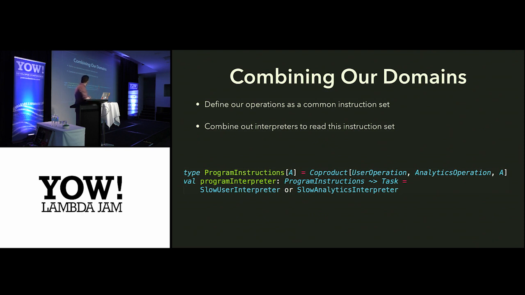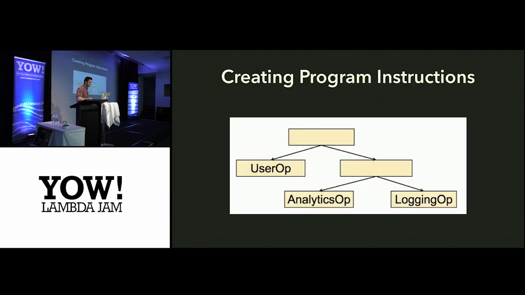So the program interpreter is basically how we say, now we've got this big sort of tree-like structure that has combined all of our domains. How do we actually interpret something within that domain? And this program instructions is saying that that global effect type, I want to turn it into a task. And I'm going to do that by combining my slow user interpreter and my slow analytics interpreter. And this all, we'll see in a second, is just the way that we find where in the tree we need to match to.